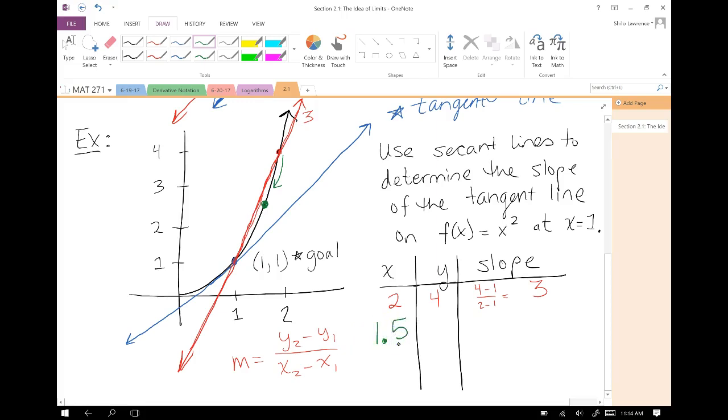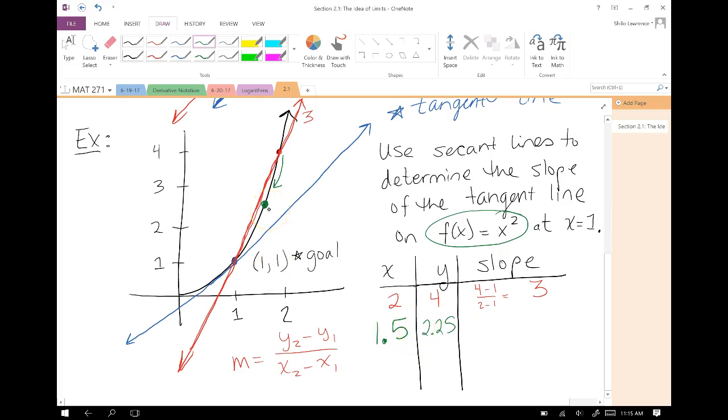for my x coordinate. To get the y coordinate that goes with it, you need to go back to your function because we're picking points on the function. So if x is 1.5, to get y, we're going to square it. 1.5 squared is 2.25. And we're going to do the slope between 1, 1 and 1.5, 2.25.